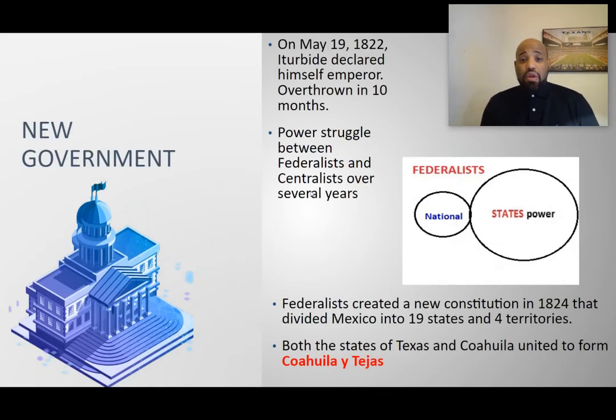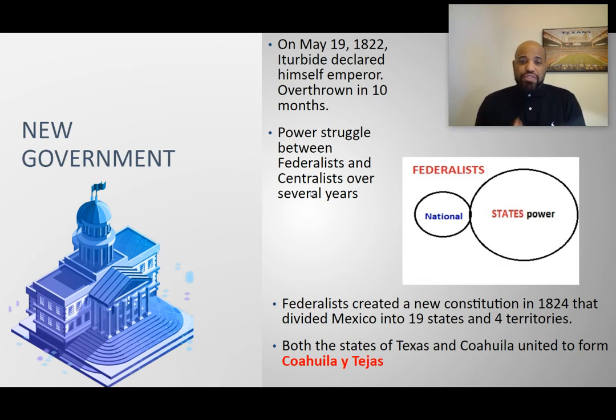All right, so on May 19, 1822, Iturbide declared himself emperor. The same general we said before who had that three-part plan for equality, he basically came in and got power hungry. He's like, you know what? I love being king, right? And so they didn't like that very much. Kicked him out in 10 months. He's gone. But now there's a power struggle between federalists and centralists.